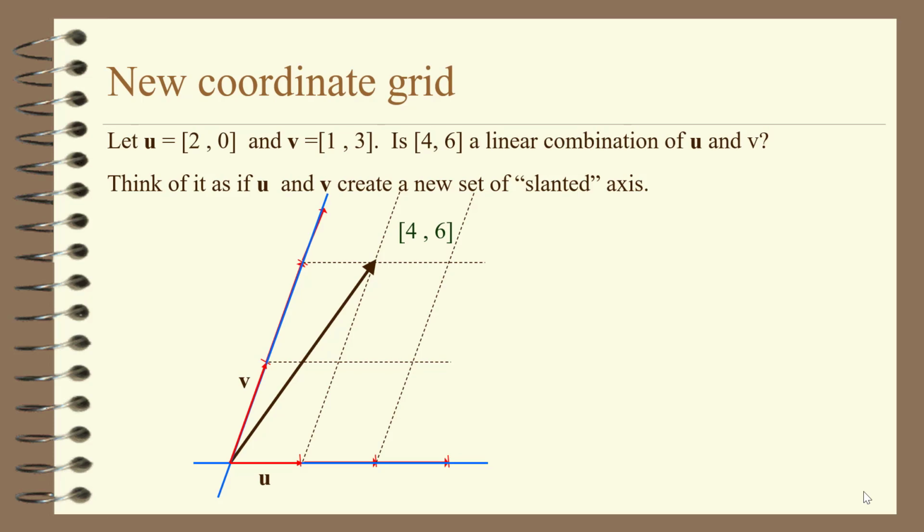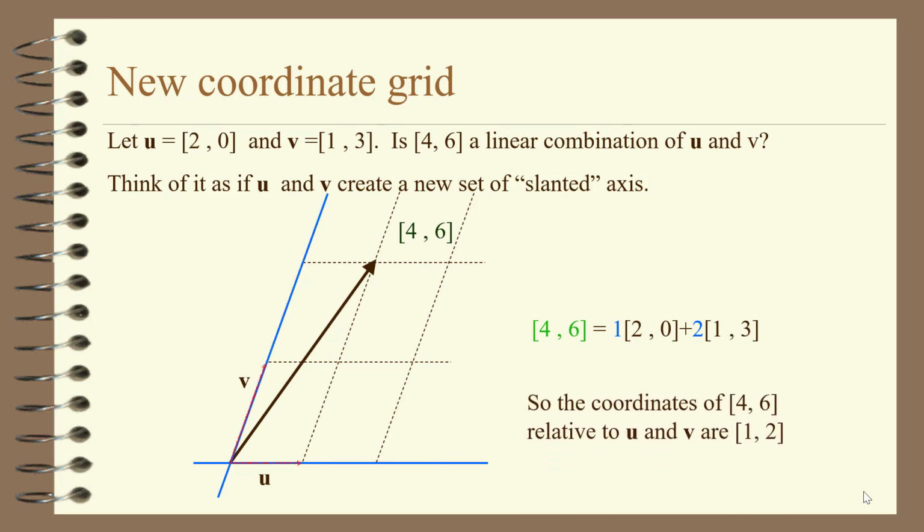Notice that the vector 4, 6 falls on the node of one of those points in the coordinate grid. Looking at the picture, you can tell that the vector 4, 6 appears to be 1u plus 2 v's. And in fact, if you check out the arithmetic, that's exactly right. So, by looking at the picture, you can then say the vector 4, 6 is a linear combination of u and v, and the coordinates of the vector 4, 6 relative to u and v are the numbers 1 and 2. We often just call the coordinates a vector itself, which is 1, 2.